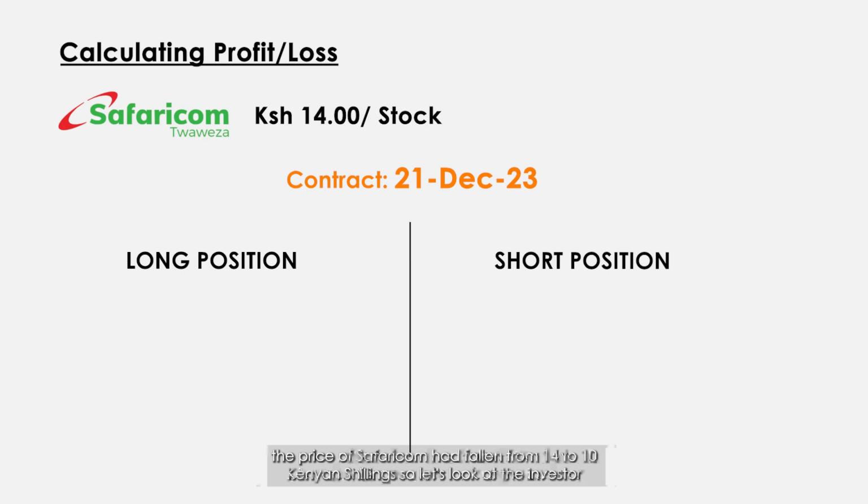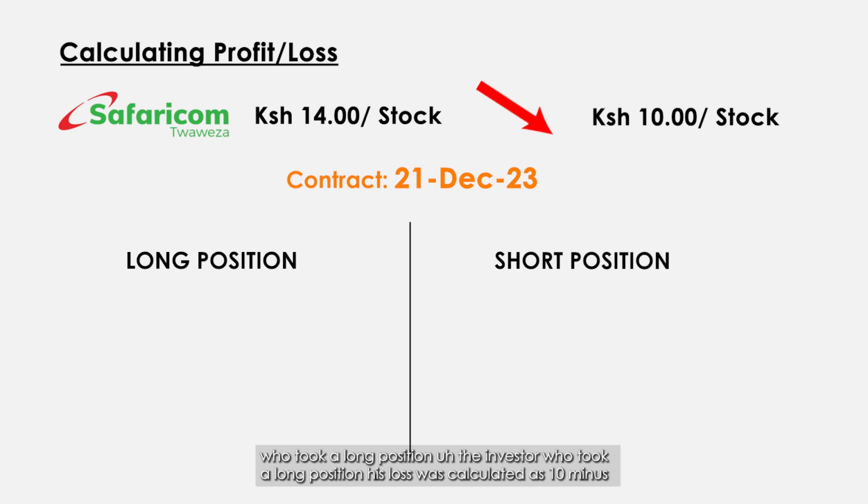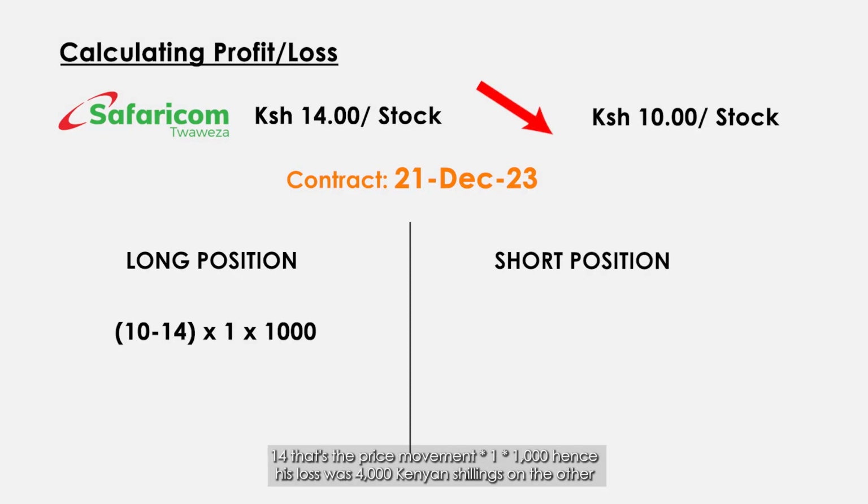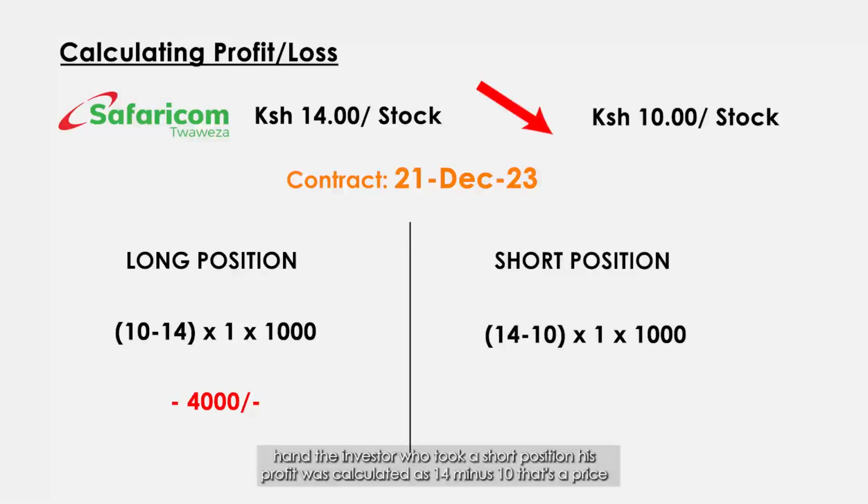Scenario 2, the price of Safaricom had fallen from 14 to 10 Kenyan shillings. So let's look at the investor who took a long position. The investor who took a long position, his loss was calculated as 10 minus 14, that's the price movement, times 1 times 1,000. Hence his loss was 4,000 Kenyan shillings. On the other hand, the investor who took a short position, his profit was calculated as 14 minus 10, that's the price movement, times 1 times 1,000. Hence his profit was 4,000 Kenyan shillings.